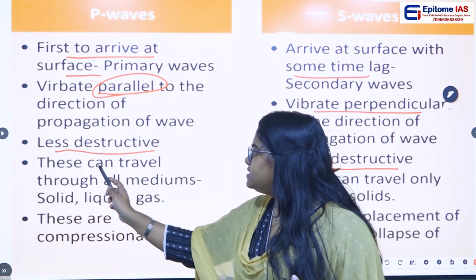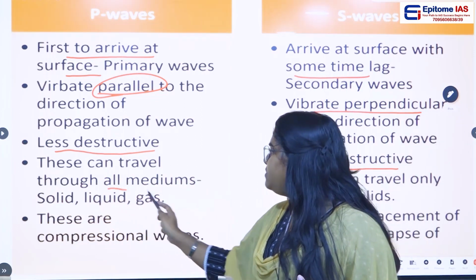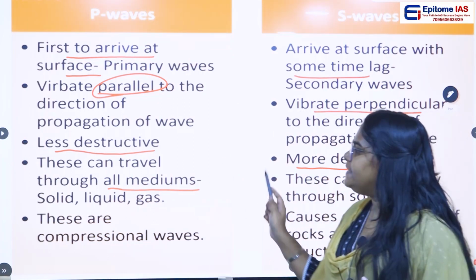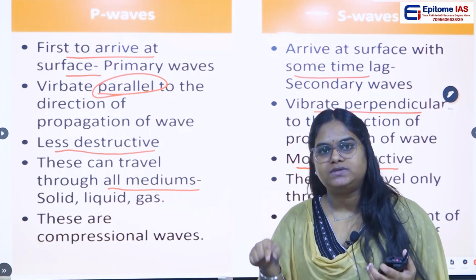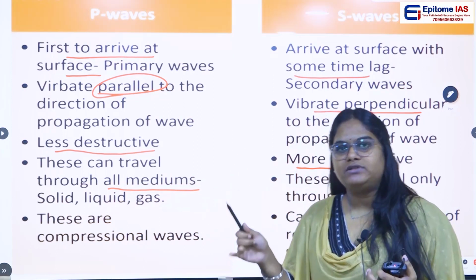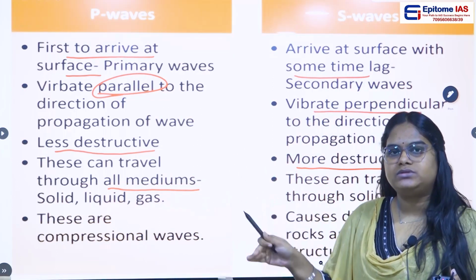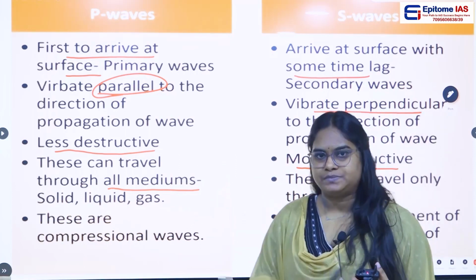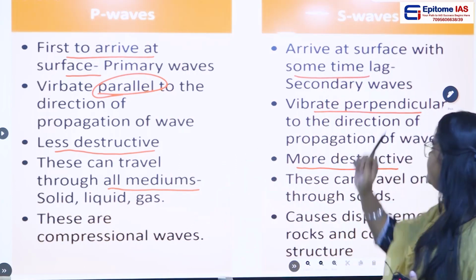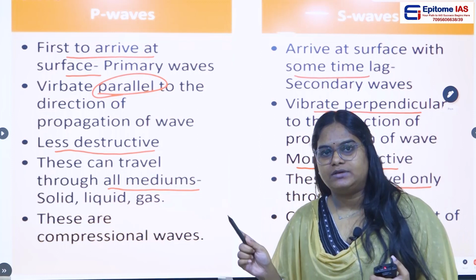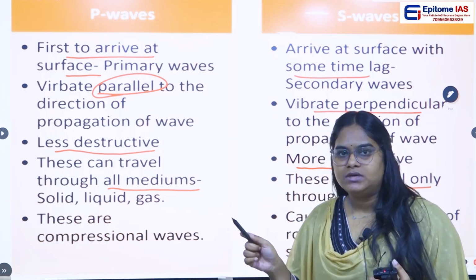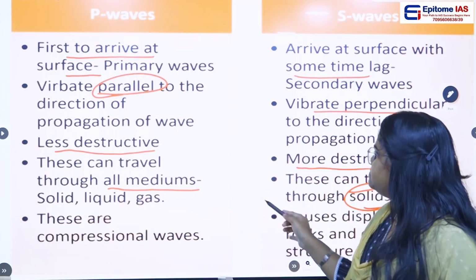The next point is, which mediums they can travel through. This is one of the important points. The P waves can travel through solid, they can travel through liquid, and they can also travel through gas. But the secondary waves can travel only through solids. They cannot travel through liquid or gas. So how is this point important?